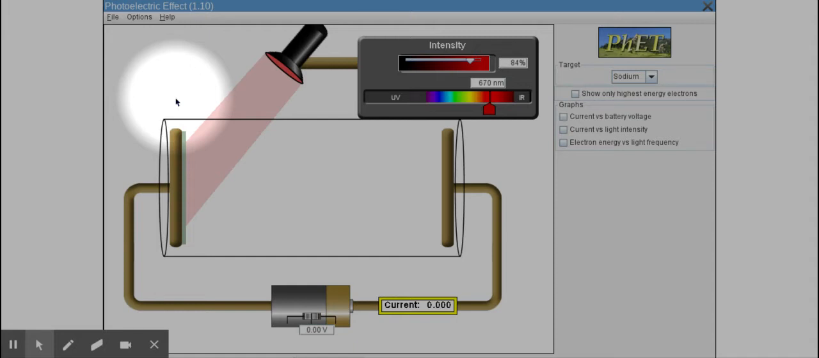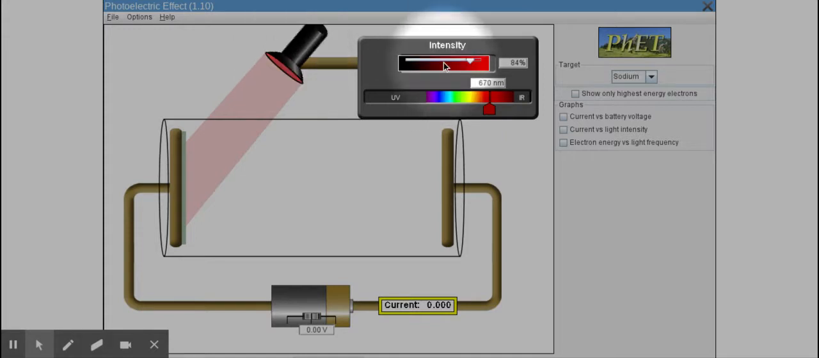So we're going to have a look at this photoelectric effect simulator. And what we have here is a plate of sodium metal. Over here, you can change the metal that you're aiming your beam of light at. And up here, we have a lamp, and you can vary the brightness.